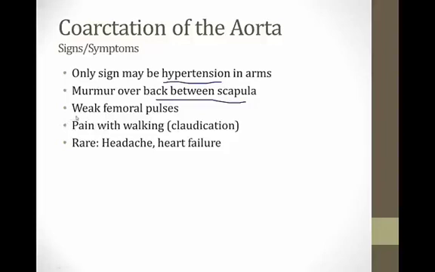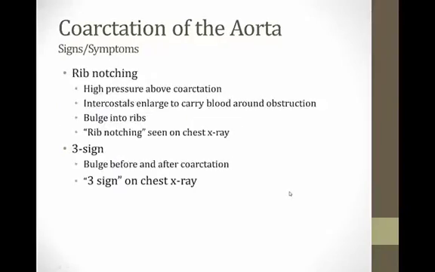There can be weak pulses in the femoral arteries, but strong pulses in the upper extremities. Patients with this type of coarctation can have pain with walking. That's called claudication. And this is because the blood pressure is so low in their legs that when they walk, they don't get enough blood flow. Rarely, these patients can also have headache, and the chronic high pressure over time can lead to heart failure.